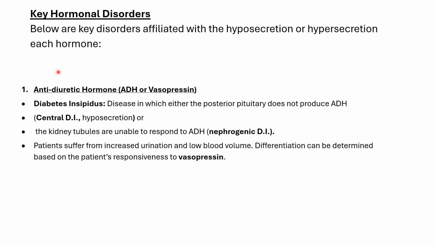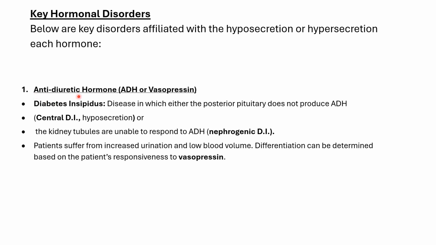Let's see what happens when antidiuretic hormone is secreted either more or less. Antidiuretic hormone is abbreviated as ADH. It is also known as vasopressin. You have to know all three of these terms. I want you to ponder this name, antidiuretic. Diuresis means the formation of urine. So antidiuretic hormone means it is against the formation of urine.